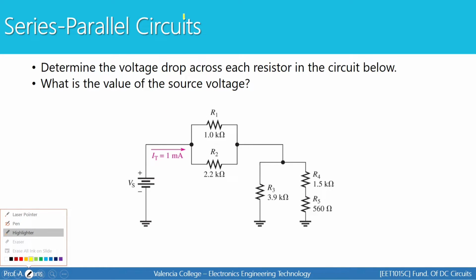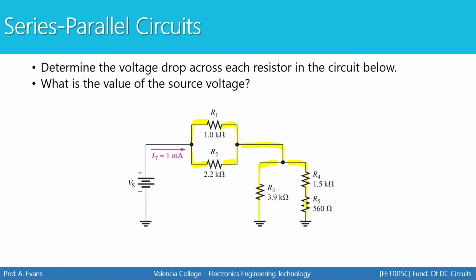So, to begin, we're going to look at what we're given. In this case, we have a source voltage that is unknown. We do know the total current. We know that the total current has to split. Some will go through R1 and some will go through R2. That total current will recombine right here, which means we know the total current going this way. It's 1 milliamp. It'll split and recombine. Then that 1 milliamp will split again. Some will go this way, and some will go this way.